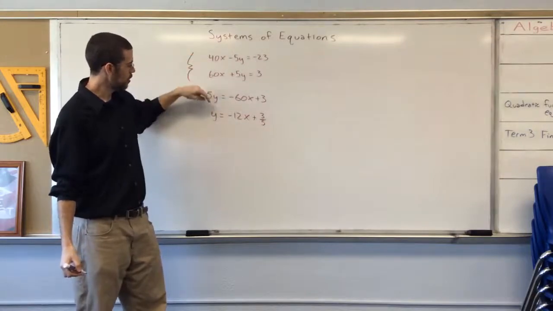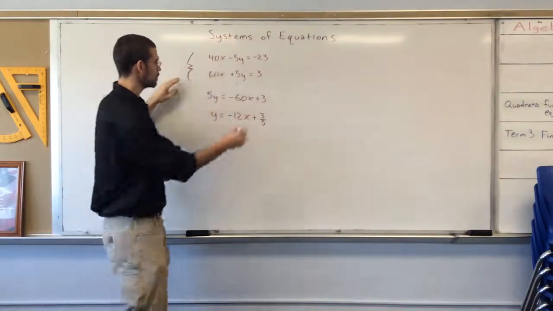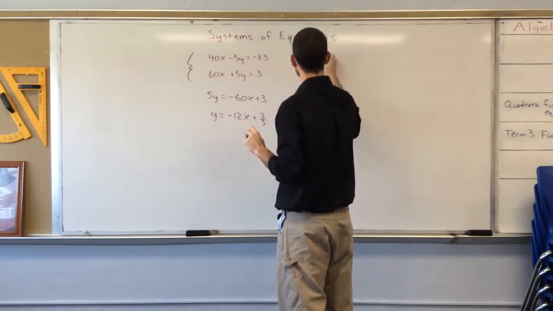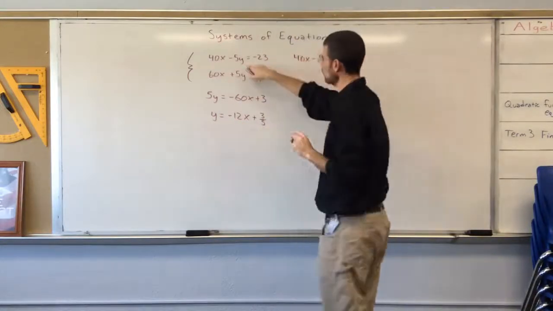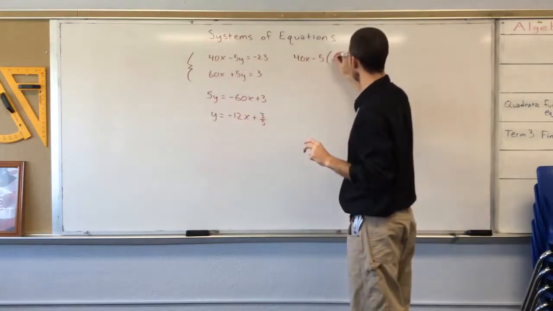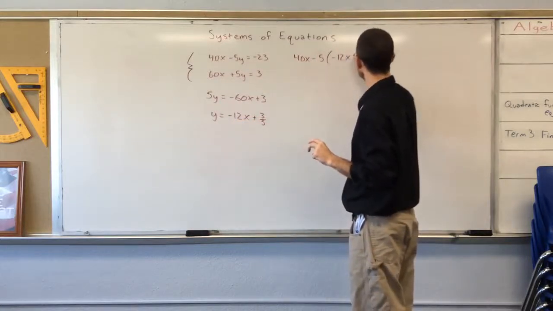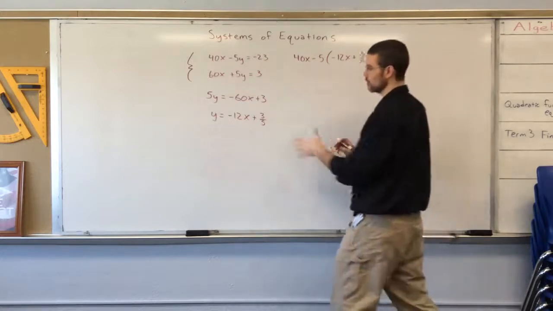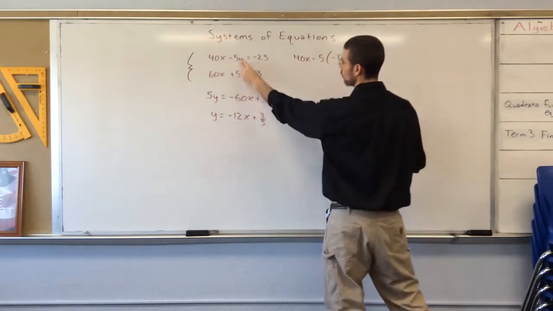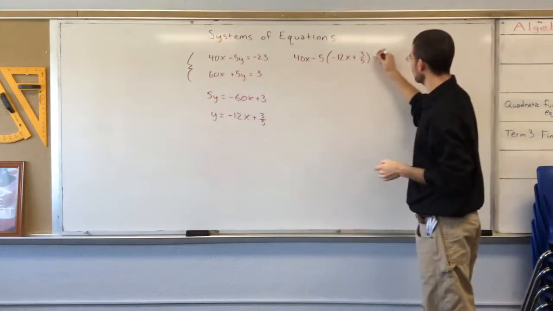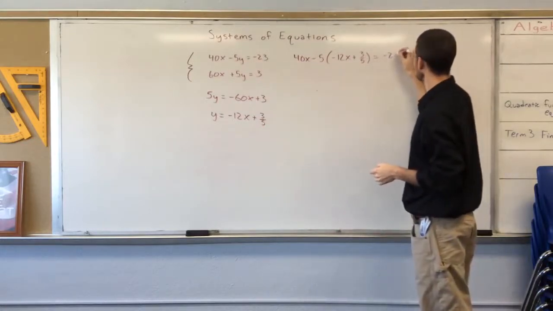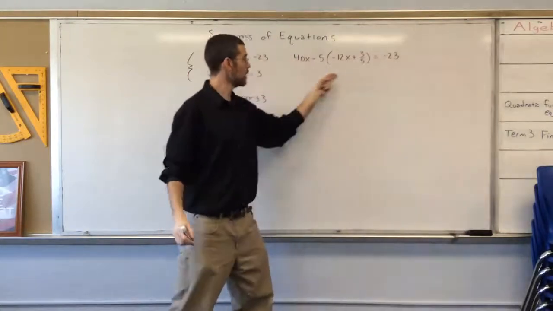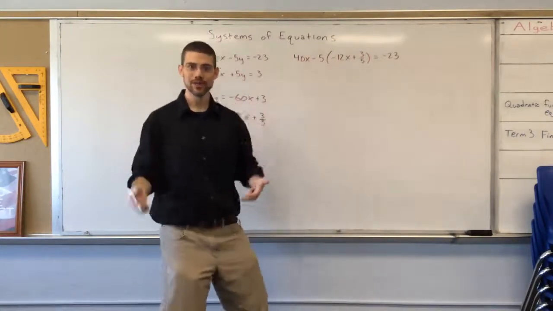So we'll put this expression in for y, and that will be 40x minus 5 times y. Y is this stuff, so negative 12x plus 3/5. That's our substitution. We substituted this expression for y, and then we finish our equation equals negative 23. Now we've got a single equation with one variable, and we can solve for that.